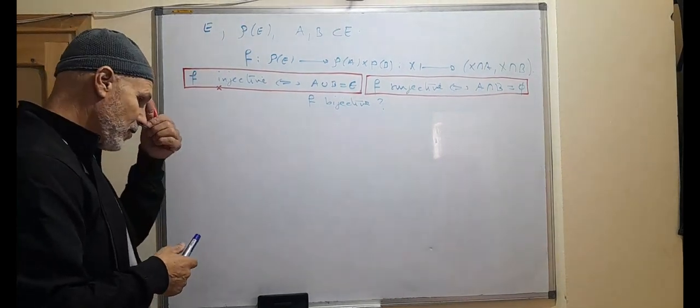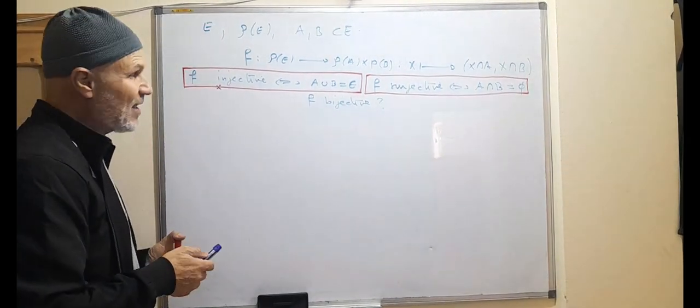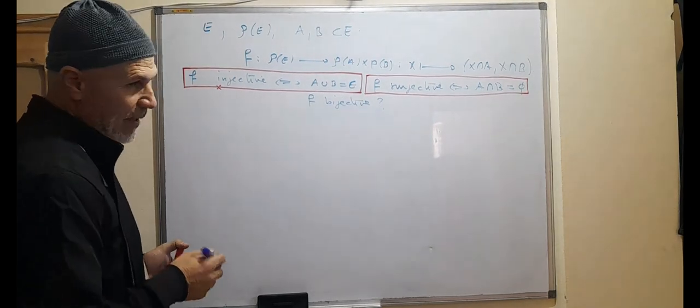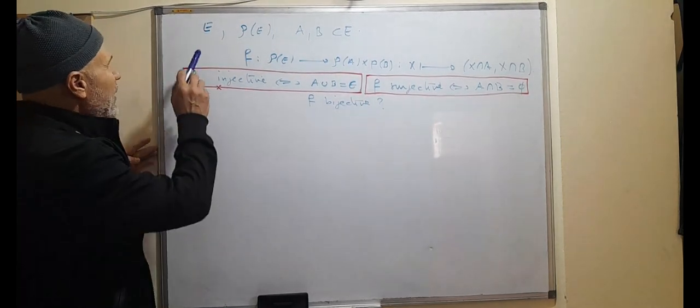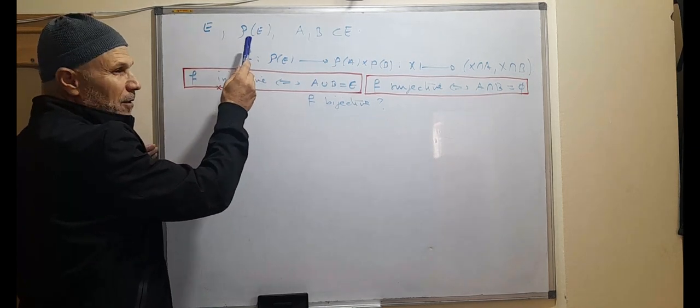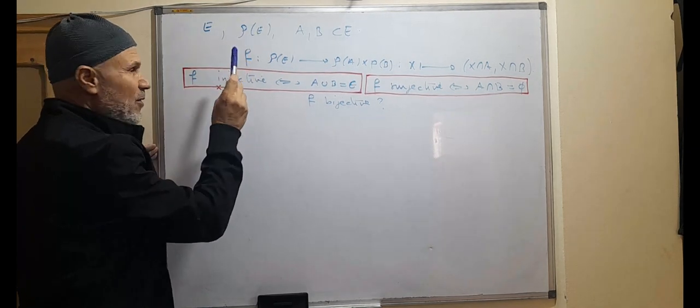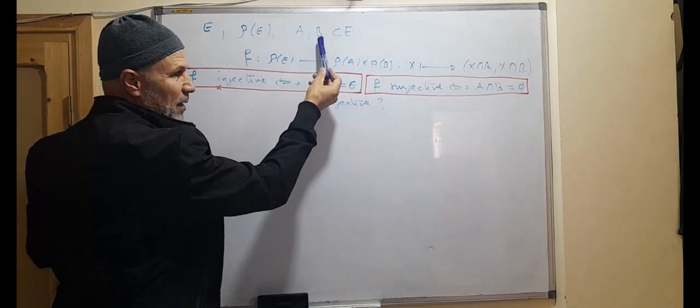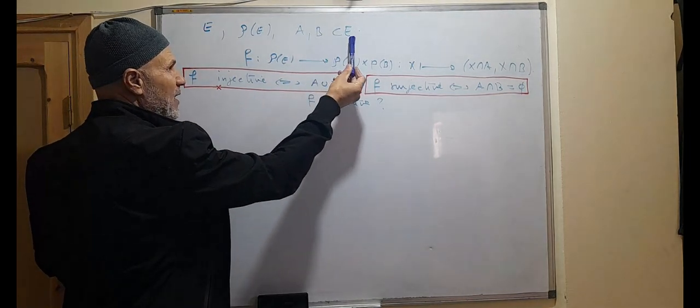This is an exercise about sets, power sets, and application maps. Let E be a set, any given set. P of E, the set of all subsets of E, is the power set of E. A and B are two subsets of E.